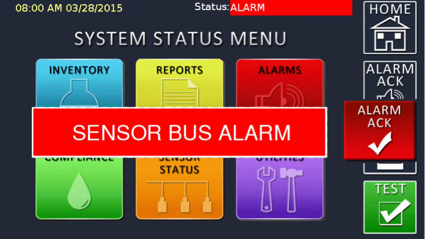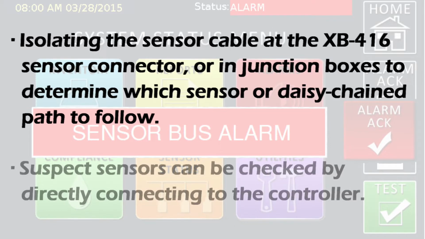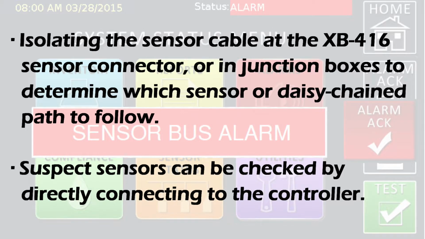Most common causes are either faulty sensors or field wiring issues. Common troubleshooting items include isolating the sensor cables at the XB416 sensor connector or in junction boxes to determine which sensor or daisy chain path to follow. Suspect sensors can be checked by directly connecting to the controller.